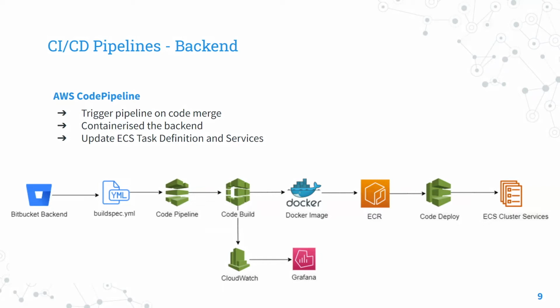Next, the CodeBuild stage will execute the buildspec, dockerize the backend, push the image to ECR, and update the task definition. The final step is for CodeDeploy to use the updated task definition to initialize new services using the latest Docker image. We also enable CloudWatch logs for CodeBuild so that we are able to monitor failed builds and get notification if anything goes wrong. We use Amazon Managed Grafana to monitor the infrastructure and log analytics.